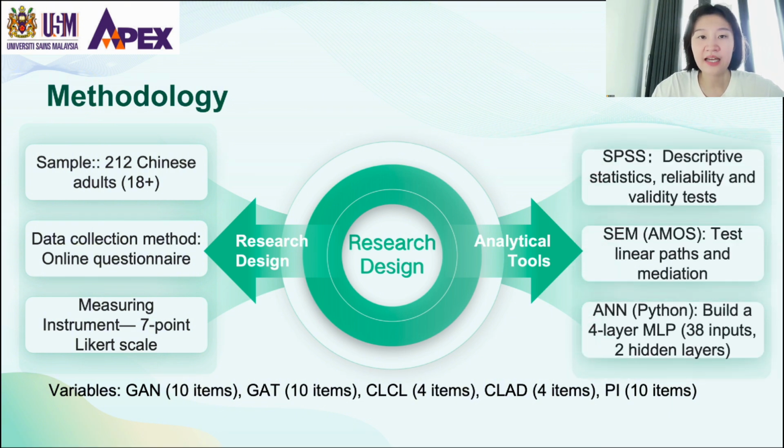For analysis, SPSS ensured data reliability and validity. AMOS conducted SEM to test linear paths and mediation. Python built the ANN with 38 input features, 2 hidden layers, and 1 output neuron, using 10-fold cross-validation to rank variables' importance.